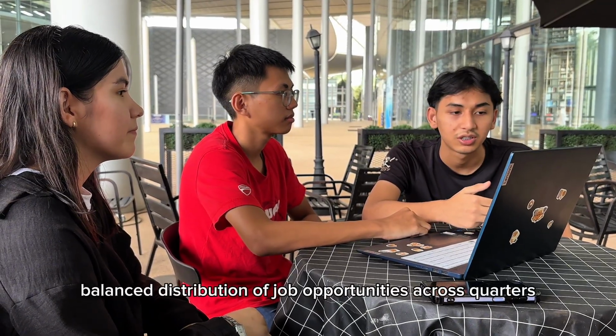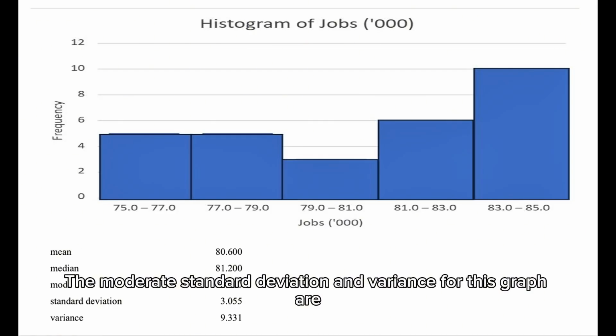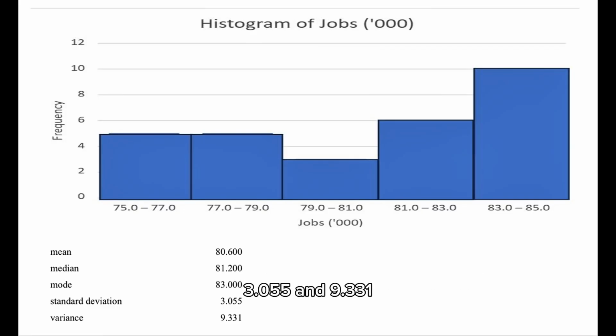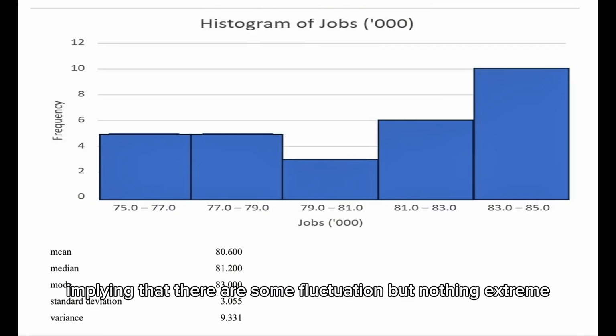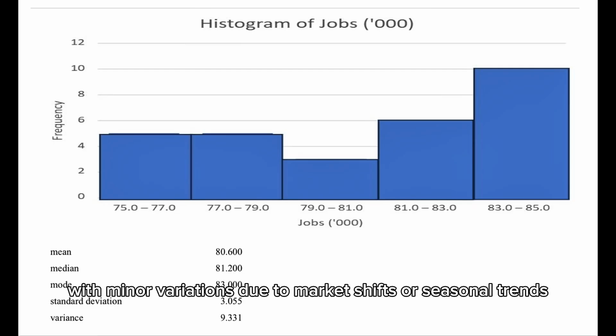The mean and median are very identical as well, so this means that there is a balanced distribution of job opportunities across quarters. But the mode of 83.0 being slightly higher than both indicates that this value occurred most frequently, highlighting periods of peak employment availability. The moderate standard deviation and variance for this graph are 3.055 and 9.331, implying that there are some fluctuation but nothing extreme, meaning that job growth has been steady with minor variations due to market shifts or seasonal trends.